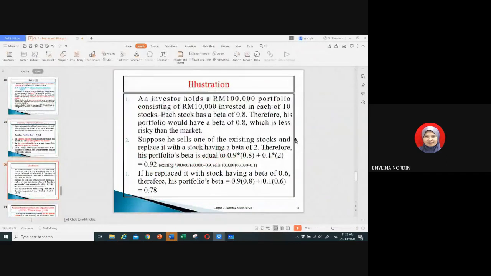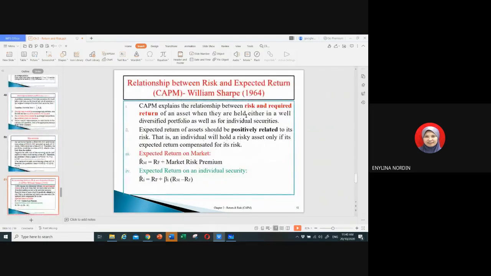So this is an example, right? If you put stocks with high beta in your portfolio, your portfolio risk will be higher. Okay. If you put the stocks with low beta into your portfolio, then your portfolio risk will be lower. Okay. So this is what I mentioned. Yes, 1964, right? So this is the formula.